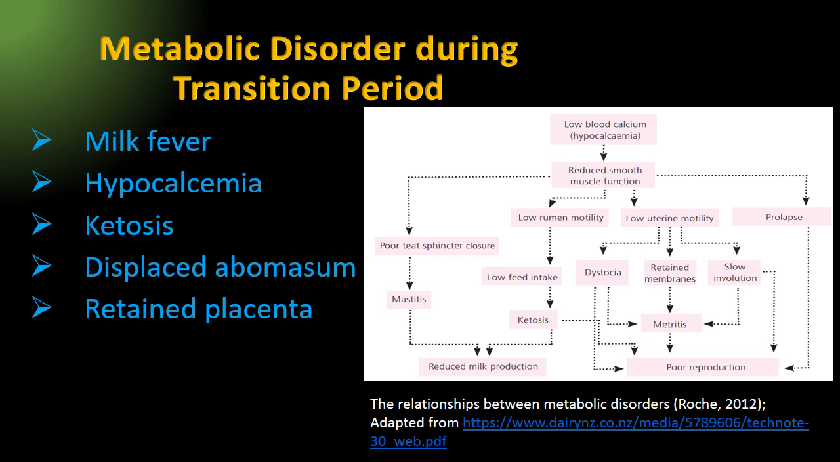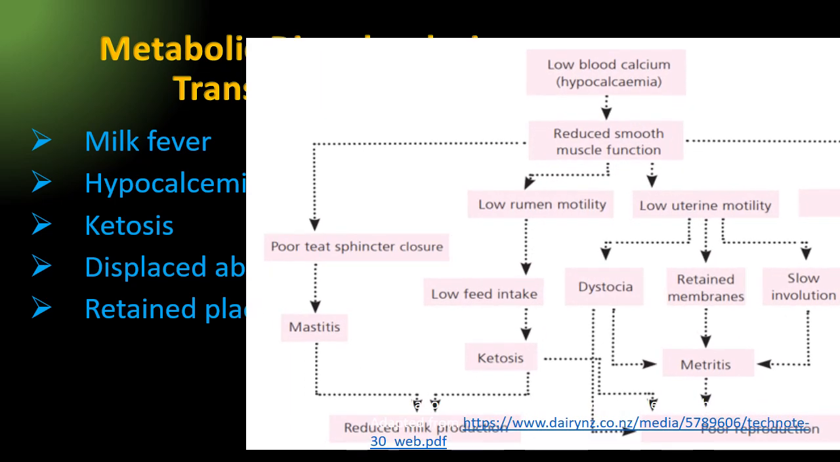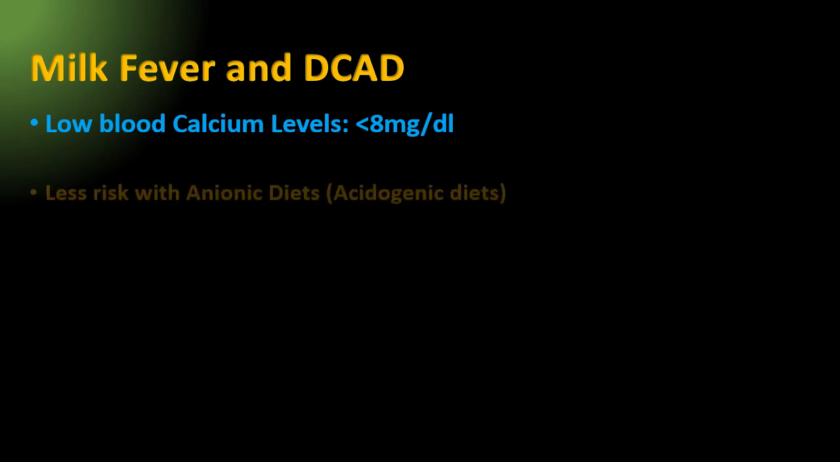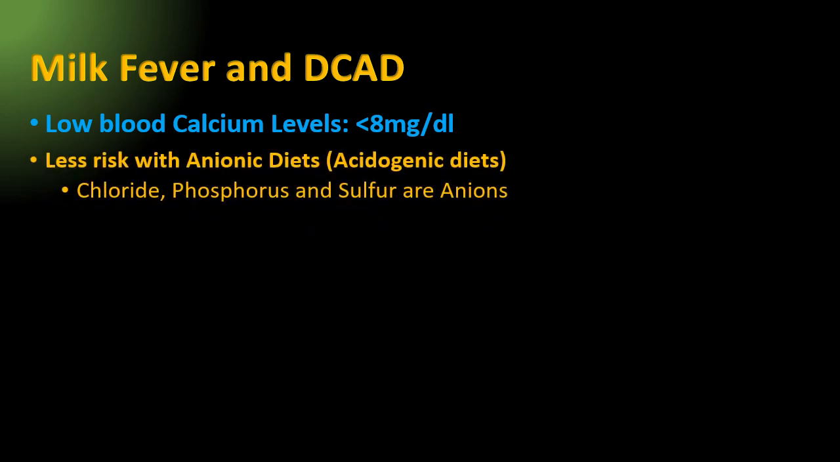So just as a guideline, I will focus only on hypocalcemia or the low blood calcium level, that is less than 8 milligram per deciliter. It causes lower feed intake, retained placenta, and displaced abomasum. How can it be tackled? Feeding an acidogenic diet with anionic salt during the close-up dry period reduces the chances of milk fever or hypocalcemia. Anion and cation are the terms which we use to describe the minerals in the ration.